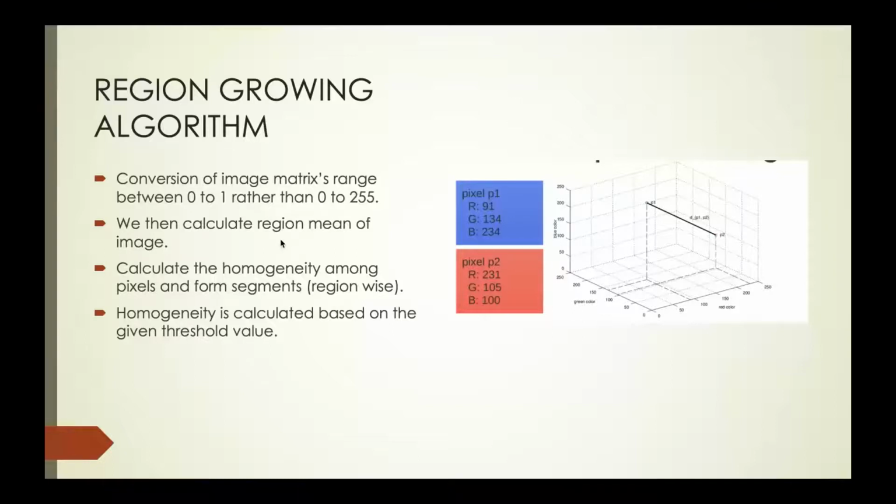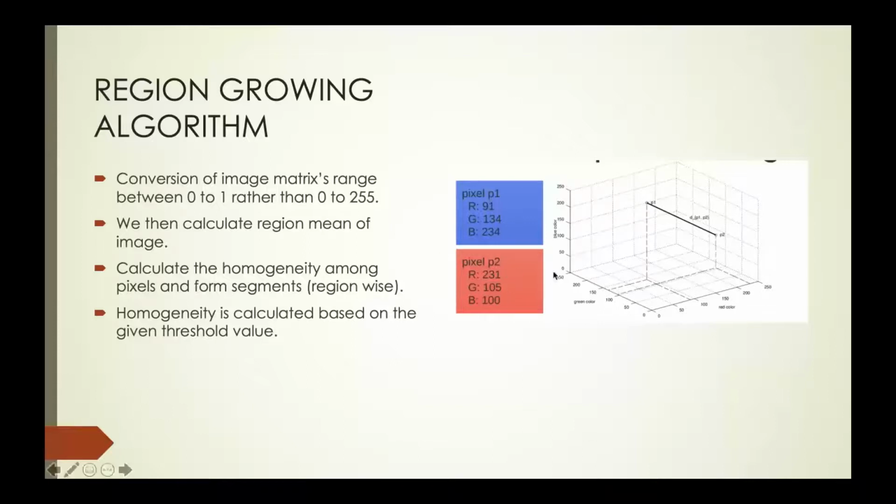After that, in the second step, we will calculate the region mean of the whole image. The next step would be to find out whether two pixels are homogeneous or not. For this, we have many methods to decide the homogeneity of the pixels. The very popular method is the Euclidean distance method. In this method, we will calculate the distance between the two pixels.